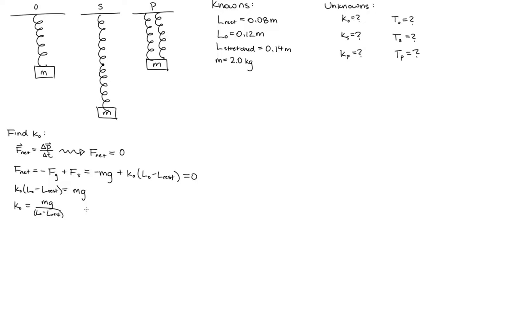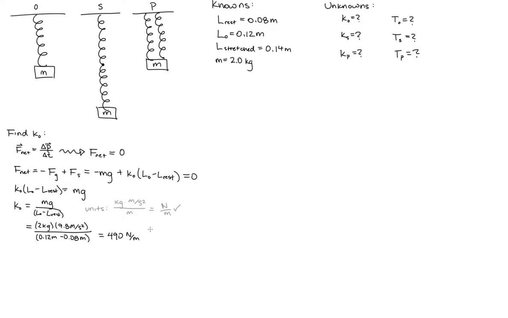and thus is positive here. We can then solve for K naught by bringing mg over to the other side, then dividing by the quantity L naught minus L rest. We can do a quick unit check here to make sure that we are correct before we move on. Our answer has units of kilograms times meters per second squared all over meters. This simplifies to newtons per meter, which are the units we expect for our spring constant. Plugging in our values now to solve for K naught gives us an answer of 490 newtons per meter.